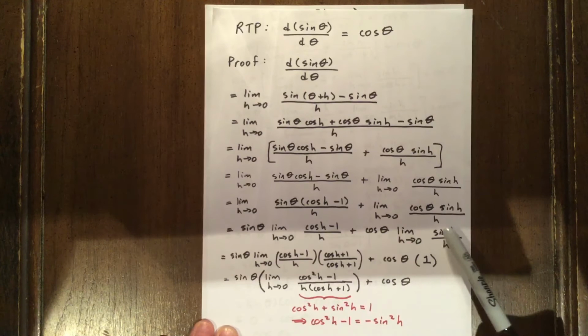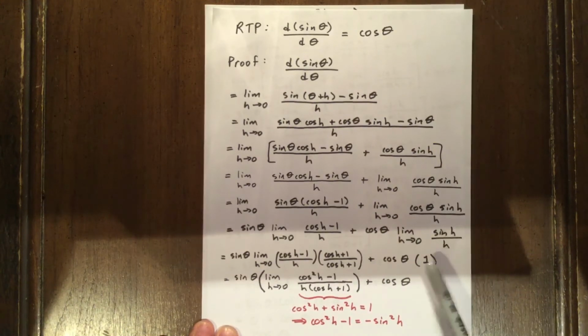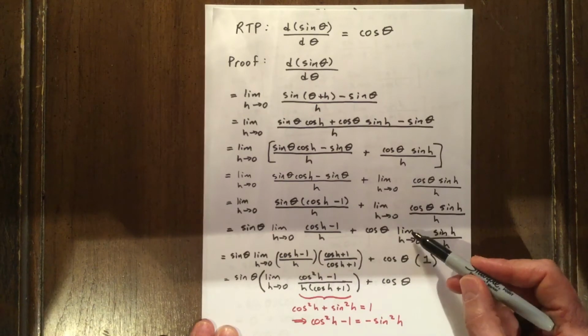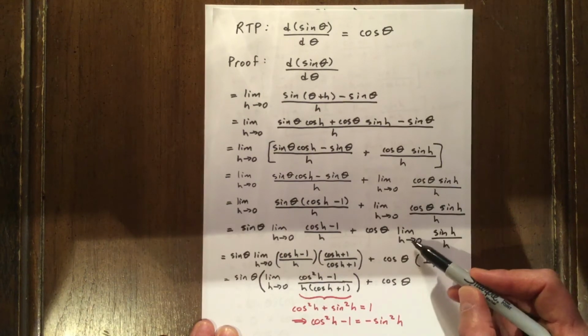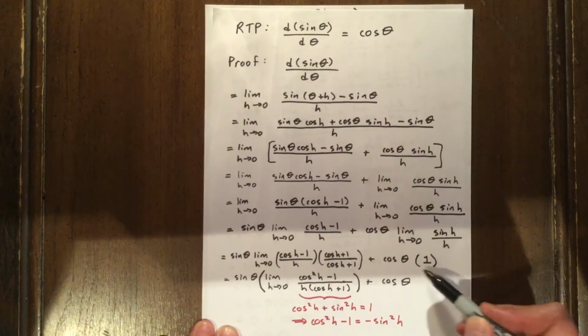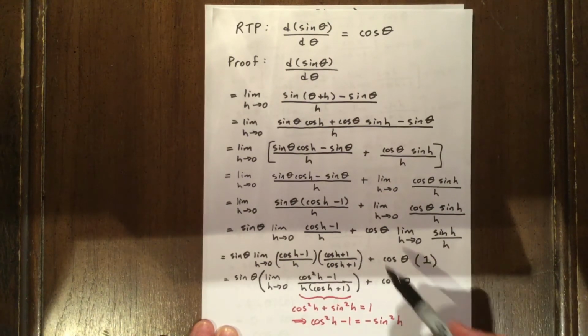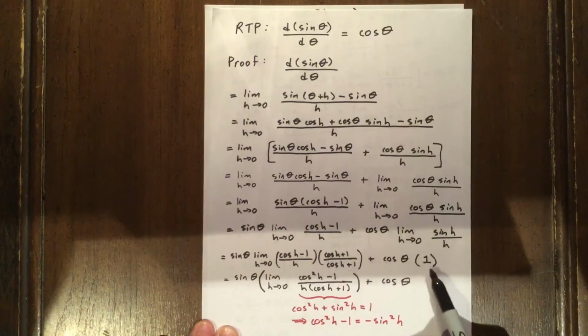Now, we know that this is equal to 1. That's literally what we just took 5 pages to prove. The limit as theta goes to 0 of sine theta over theta is 1, so the limit as h goes to 0 of sine h over h is 1. Boom. So we have cos theta times 1 here.